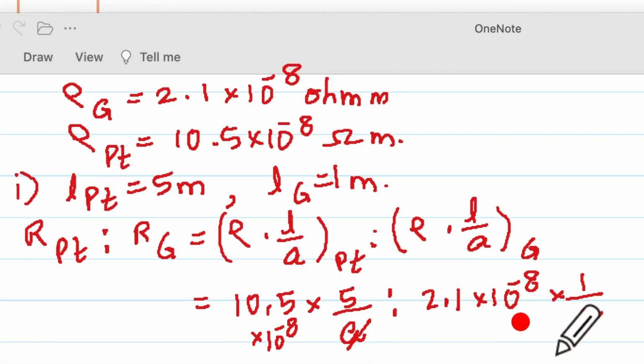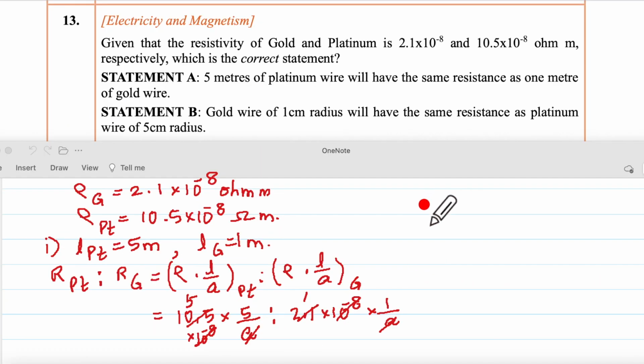Now area of cross section from here gets cancelled, 10 to the power 8 gets cancelled, and this is 1 and 5. So you are getting this number as 5 into 5, that is 25 is to 1. Now if we have to have the same resistance, this ratio should have been 1 is to 1, right? So your statement A is wrong.